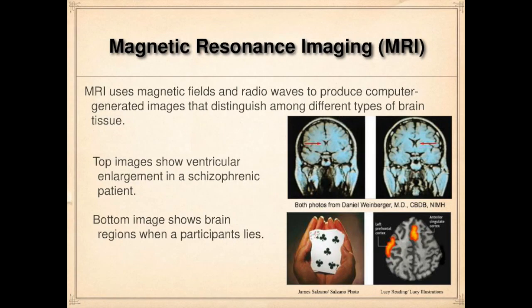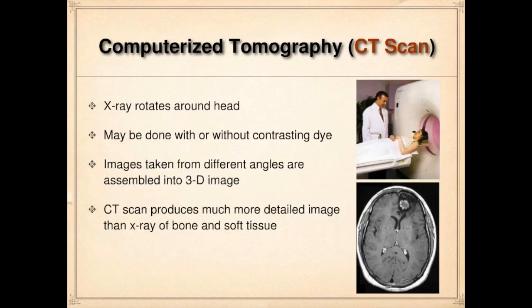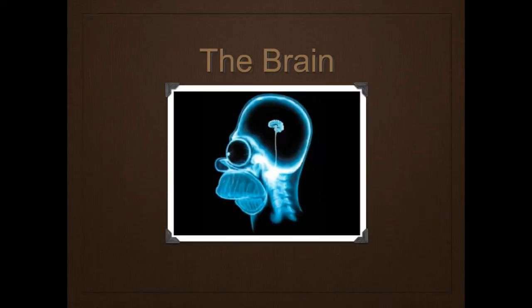So those are the four that you really need to focus on. The EEG, the MRI. The EEG just shows electrical impulses. The MRI just shows soft tissue. The PET scan shows brain activity, and then the CT scan shows bone and soft tissue, but it does it in a 3D manner. And you can get a combination CT PET scan. So there's different combinations of all of these, but those are the basics. So those are the four that you need to know. Good? Good. All right. Now we're going to talk about the brain.